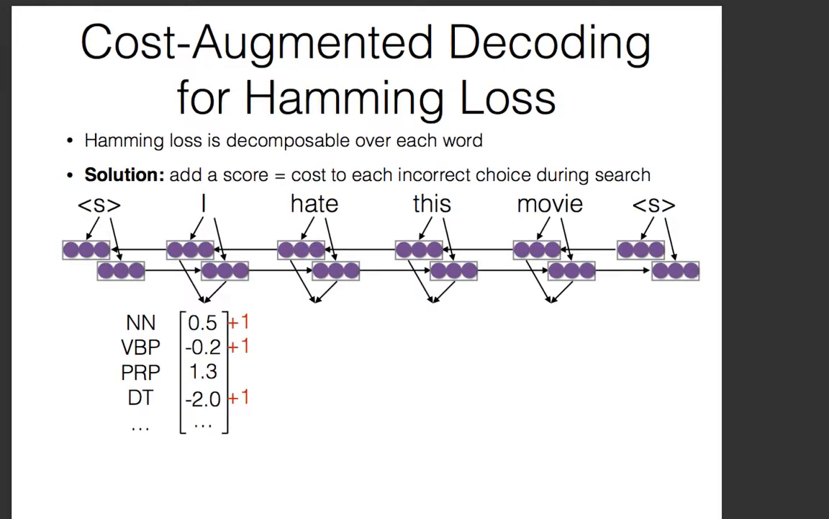So if this is our score over all our choices, what we do is we add 1 to everything else, and then we select the argmax according to this 1 plus the model score. So normally in this case, because the model predicted the correct answer with the highest score, we would pick PRP during search, but instead we push it away from the correct answer and force it to select NN. So this is really good.